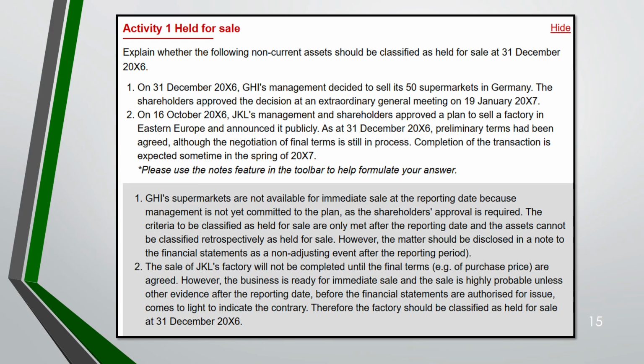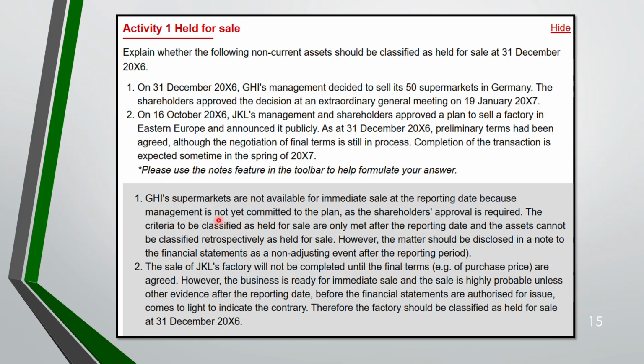Now, activity 1. In activity 1, explain whether the following non-current assets should be classified as held for sale at 31st December 2006. In the first scenario, GHI's management decided to sell its 50 supermarkets in Germany. The shareholders approved the decision at a meeting on 19 January 2007.